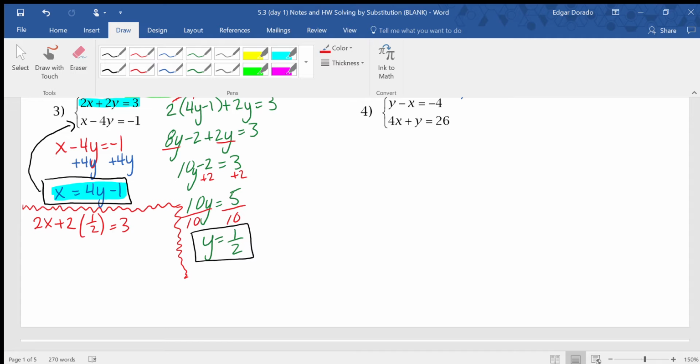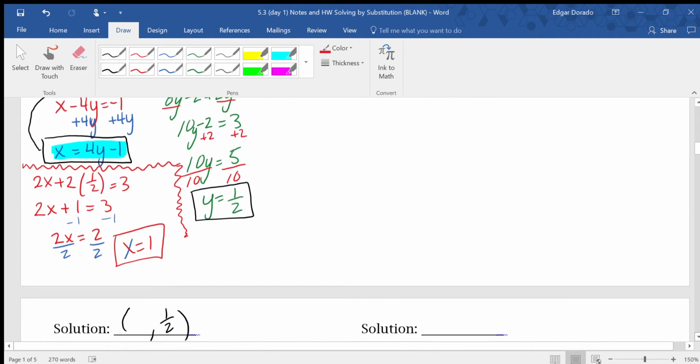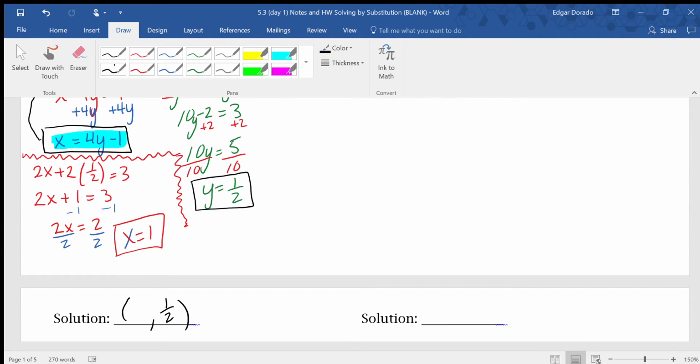equals 3. So what I get? I get 2x plus 1 equals 3. I'm going to subtract my 1. I get 2x equals 2, divided by 2. So I get x equals 1. So my final answer here is 1 comma 1/2.